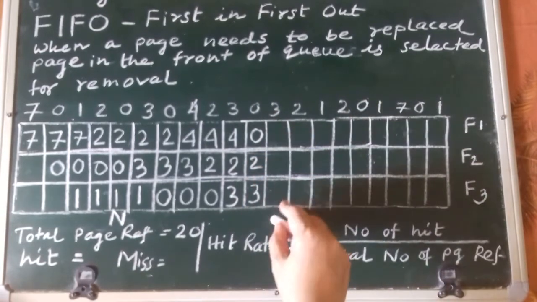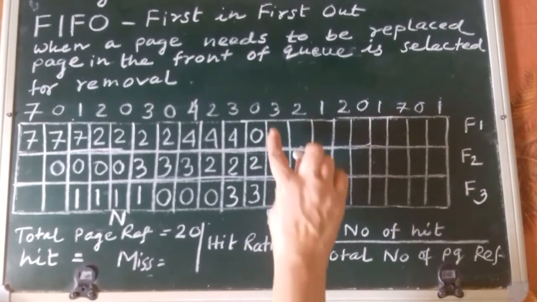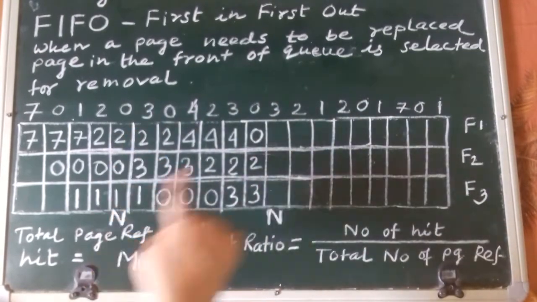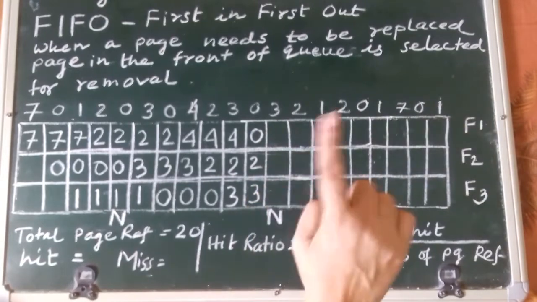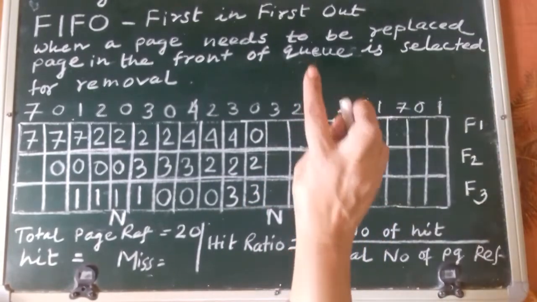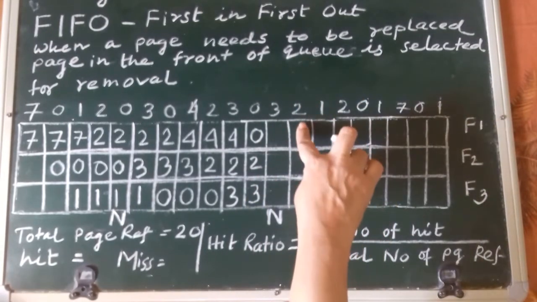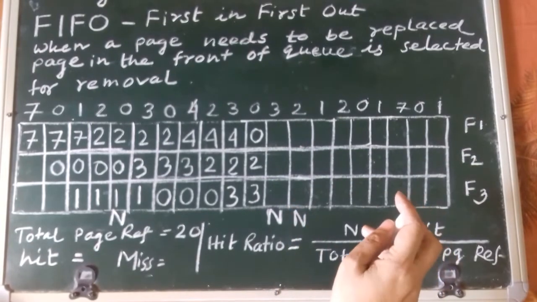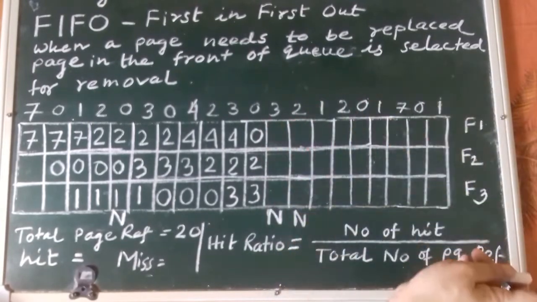Next reference is for 3. No page fault, 3 is present. In that case I am not writing. This is one way: you can copy the same value. This is another way: you can just leave it. Now next reference is for 2. 2 is already present. So again there will not be any page fault for 3 as well as for 2.